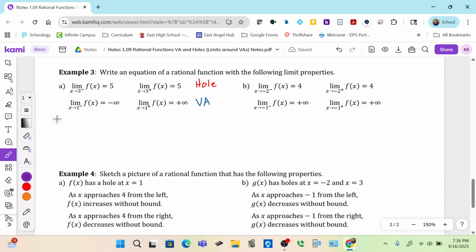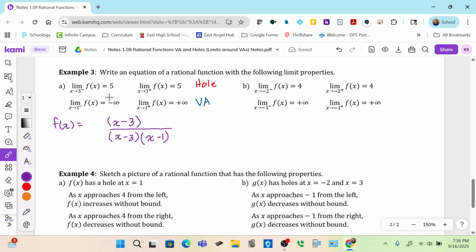So let's start writing this function. We're going to have f of x equals, for my hole, I know the factor has to occur in both numerator and denominator. That hole is occurring at 3, so I have to have x minus 3 in my numerator, and I need to have x minus 3 in my denominator. Then for my vertical asymptote, I'm going to need to have x minus 1.